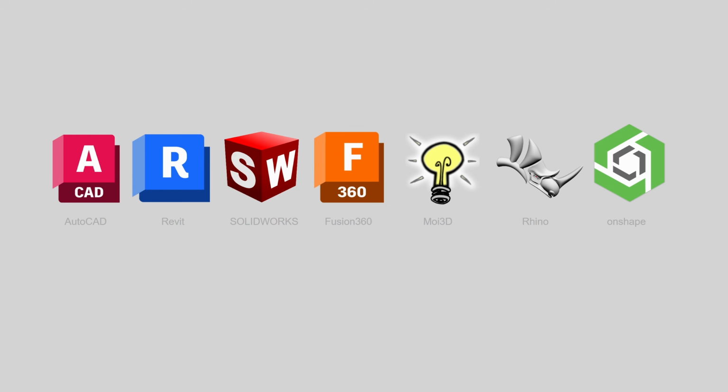Traditionally, these have been some of the most common 3D programs. We have AutoCAD, Revit, SolidWorks, Fusion 360, and Moi 3D, as well as Rhino and Onshape. And in more recent times, we have a new contender, which is Plasticity, which is positioning itself to be a CAD tool for the artist. Of all of these programs, Fusion 360 and Moi 3D have kind of crossed that bridge where they're being used in films and video games.